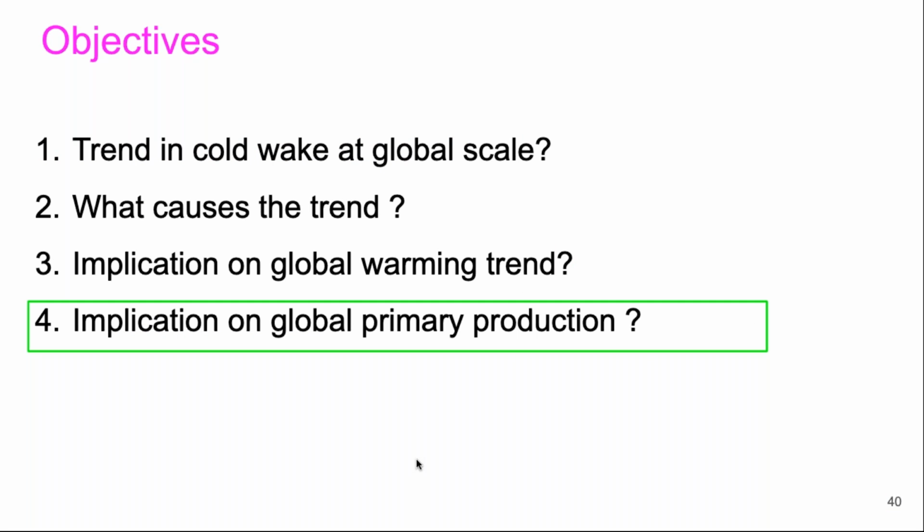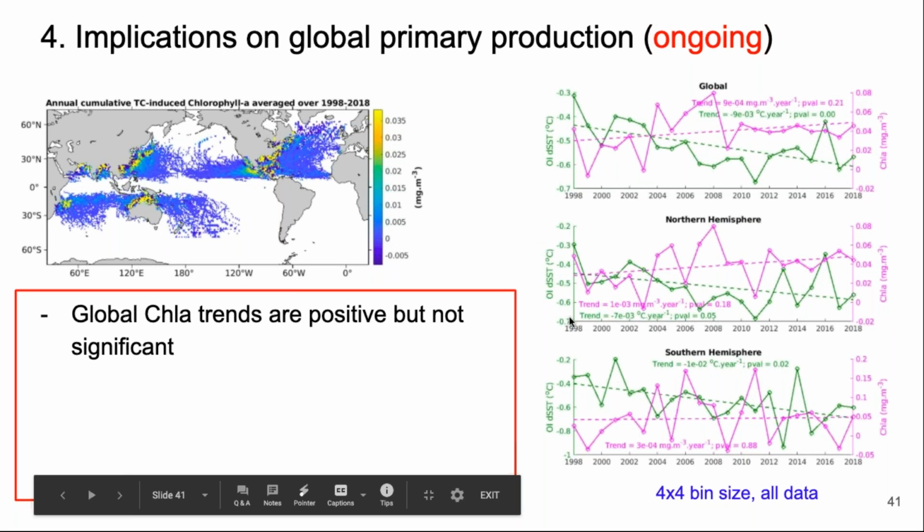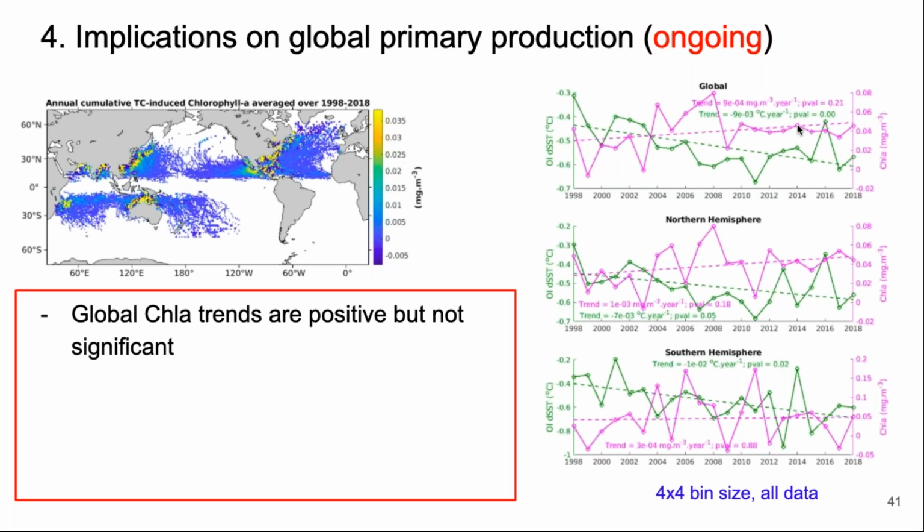And finally, is there any trend in the primary production? Here we find that there is an increasing trend globally. The green line here is the SST cooling, and the purple line is the chlorophyll concentration. So we found an increasing trend of chlorophyll and a decreasing trend of cold wake, as expected.